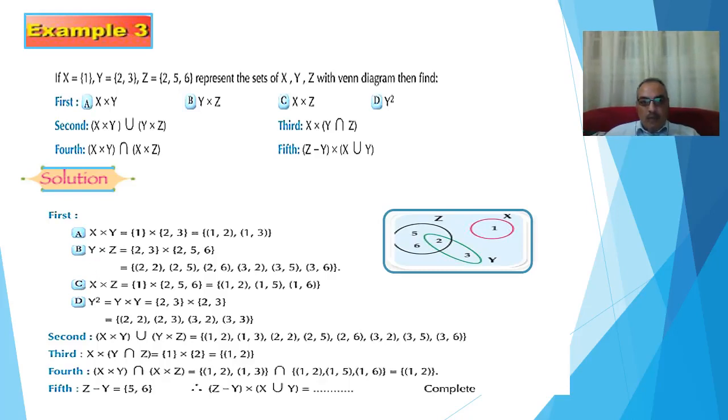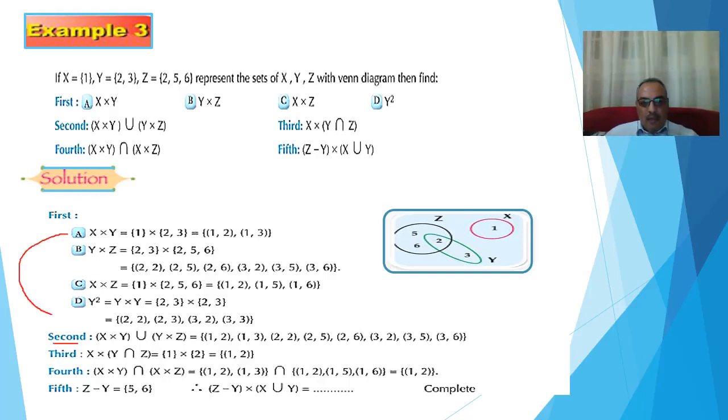Now we find X product Y: (1, 2), (1, 3). Y product Z: we have (2, 2), (2, 5), and so on. X product Z and Y squared, Y product Y: (2, 2), (2, 3), (3, 2), (3, 3), like this. The second is a very important example, X product Y.